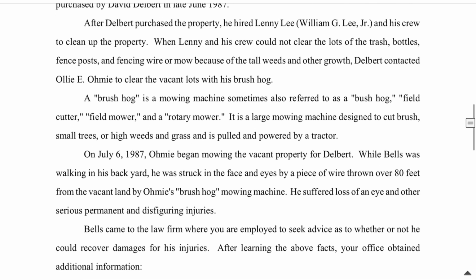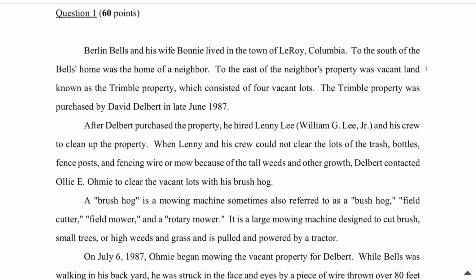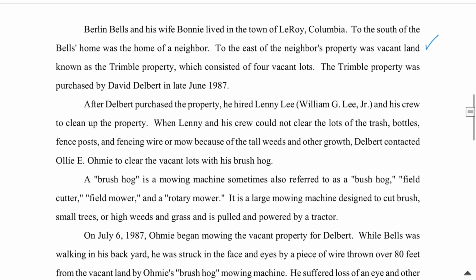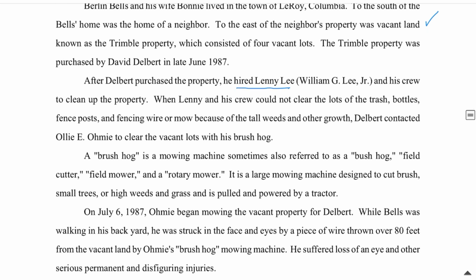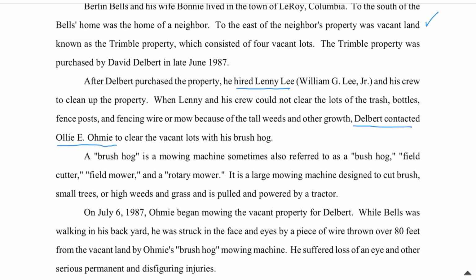So let's look at the fact pattern. Okay, so here we are introduced to Bells, who lives on a property next to a property owned by Delbert. Then Delbert hires Lee to clear the property, but Lee was not able to do so because of the tall weeds on the property. So Delbert then contacts Omi to clear the property with the use of a brush hog. So right away, these facts give rise to the issue of vicarious liability. Was Omi an employee of Delbert, or was he an independent contractor?